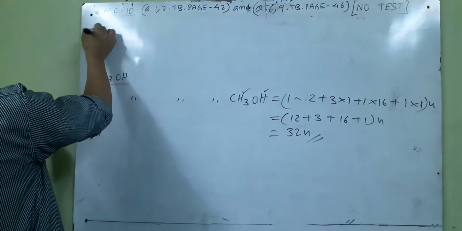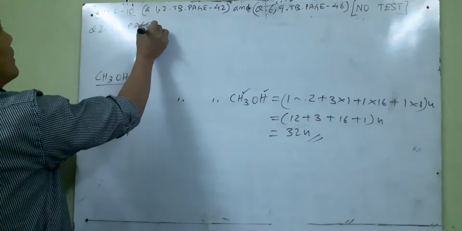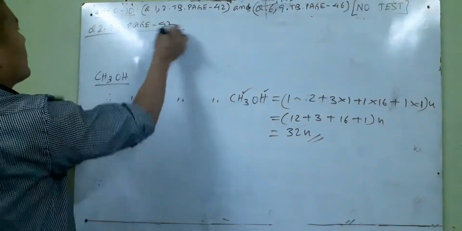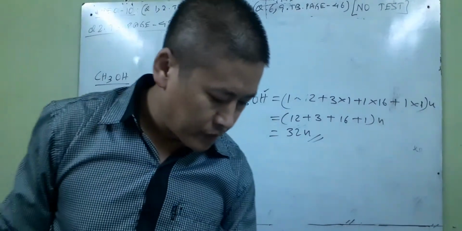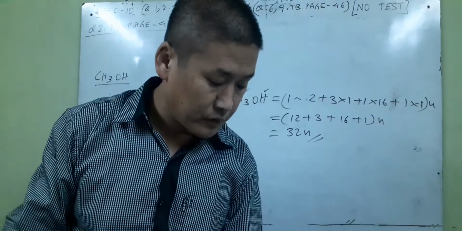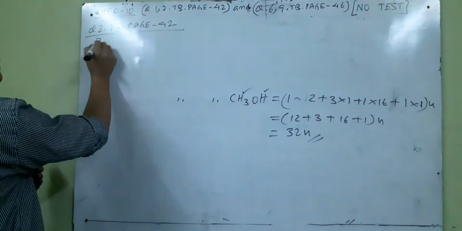So we have here question number 2, textbook, page 42. Let me just read the question. So here, calculate the formula unit mass. It is the same as molecular mass only. ZnO, first one. So let's start with ZnO.